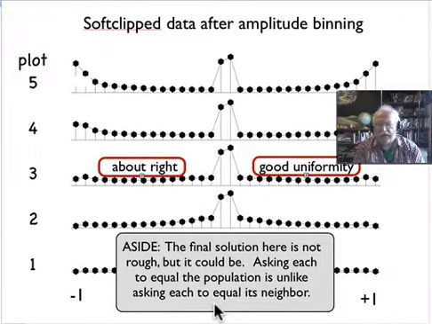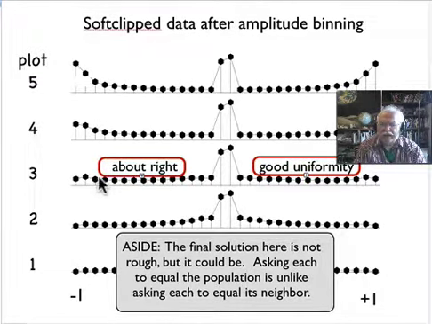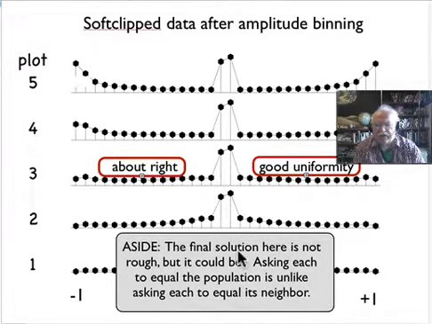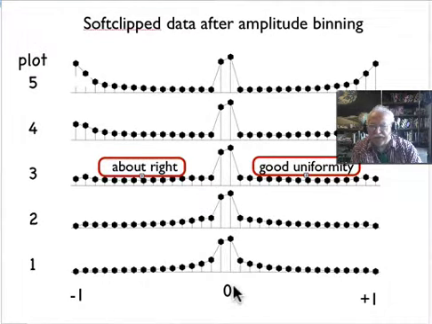Now, this is just an aside. Some of you might have thought, hey, can't we minimize the horizontal derivative on this thing? And maybe you could minimize the horizontal derivative, I don't know, but you'd have a different type of solution. The final solution here is not rough, but it could be rough. Asking each point to equal the population is not the same thing as asking each to equal its neighbor. Okay, that's just an aside.